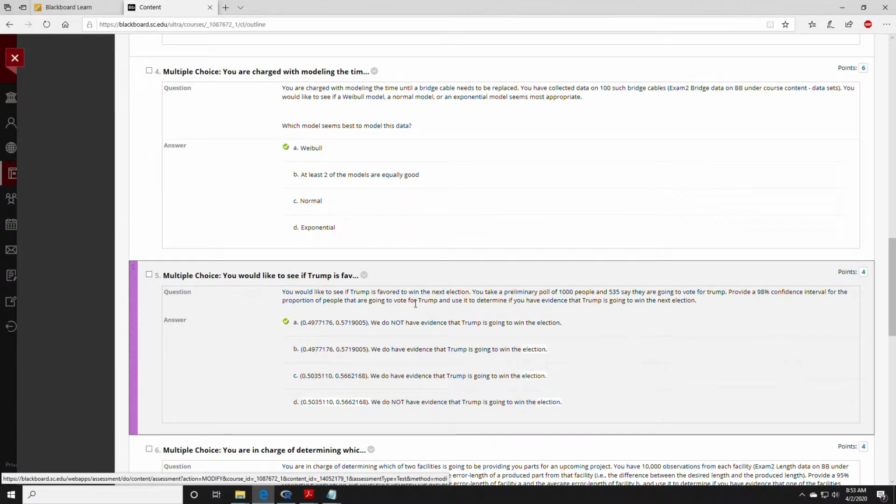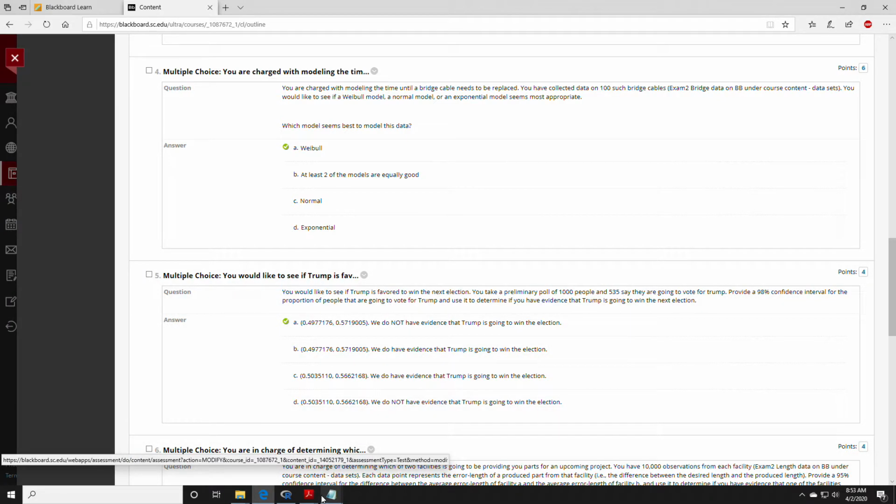We're trying to see if Trump wins the next election. We take a preliminary poll of 1,000 people, and 535 say they're going to vote for Trump. We want a 98% confidence interval for the proportion of people that are going to vote for Trump. And of course, we want to use that to determine if we have evidence that Trump is going to win the next election or not.